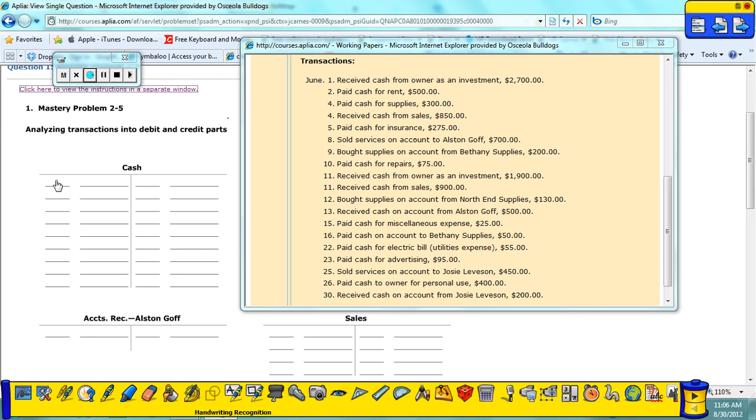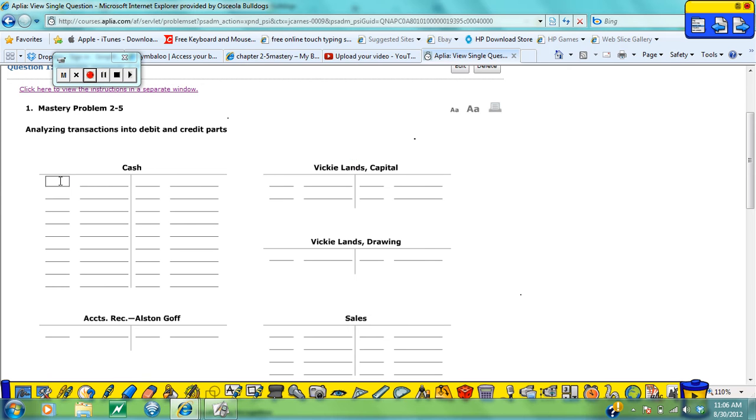On the first, we received cash from the owner as an investment. Cash is an asset account. The normal balance side is a debit. If we receive cash, it increases with a debit. If we pay it out, it decreases with a credit. So since we received cash, it's increasing with our debit, $2,700. You have to put the date in parentheses first.